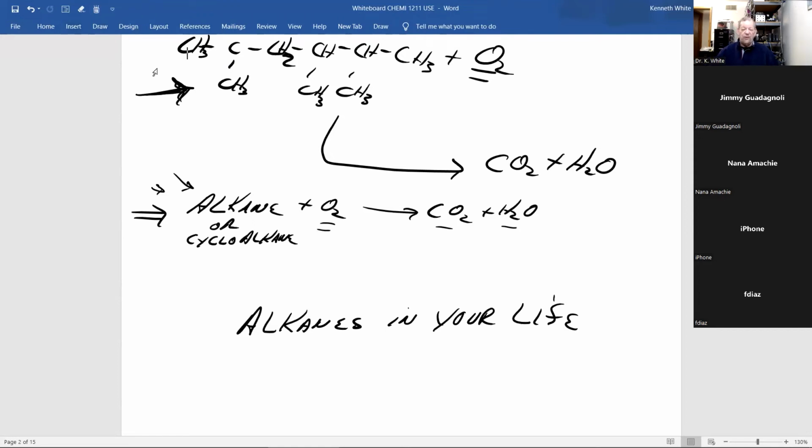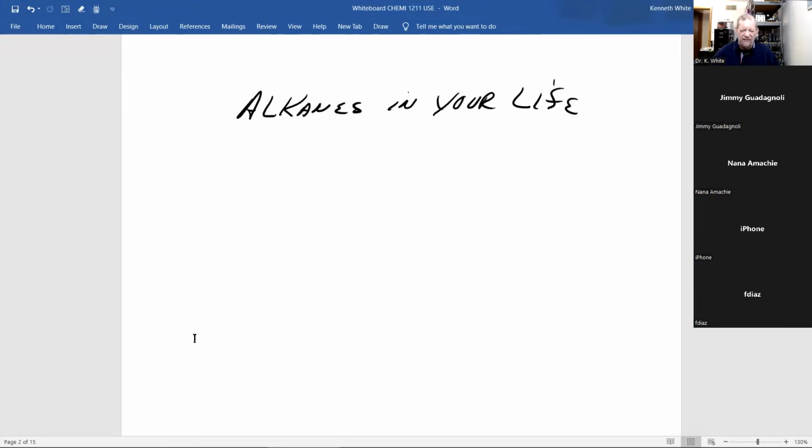So let's take a look at where do you find alkanes in your life? Now, the first one, methane, which you don't have to know the structure. Well, you do, but for this methane, where do you find it? It's your natural gas, that you use for cooking, heating your house, and also heating your water, hot water heater. They all use natural gas.